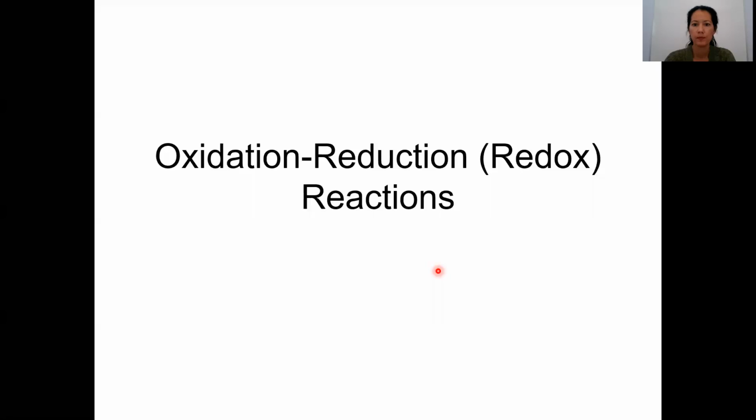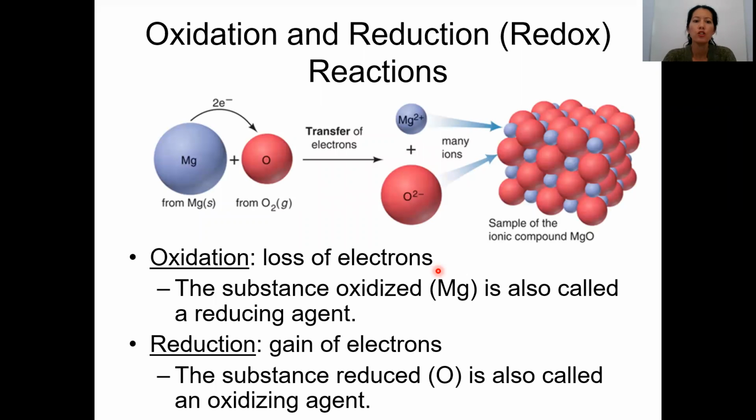This is an important section because it's critical for many everyday phenomena such as the use of batteries and how batteries work. So the main thing that's happening in a redox reaction is you have a transfer of electrons.